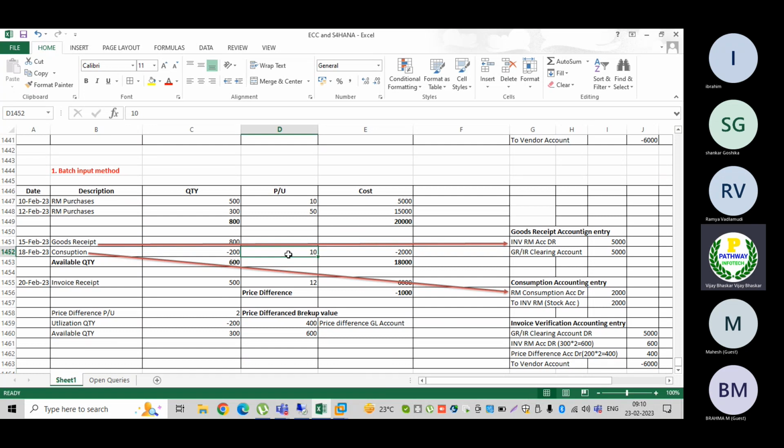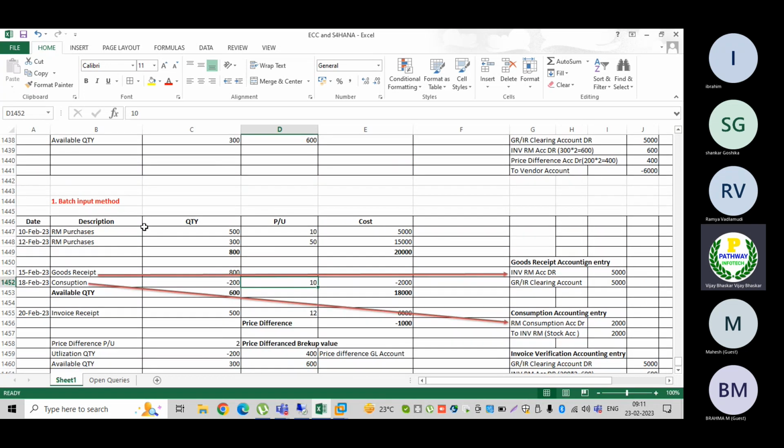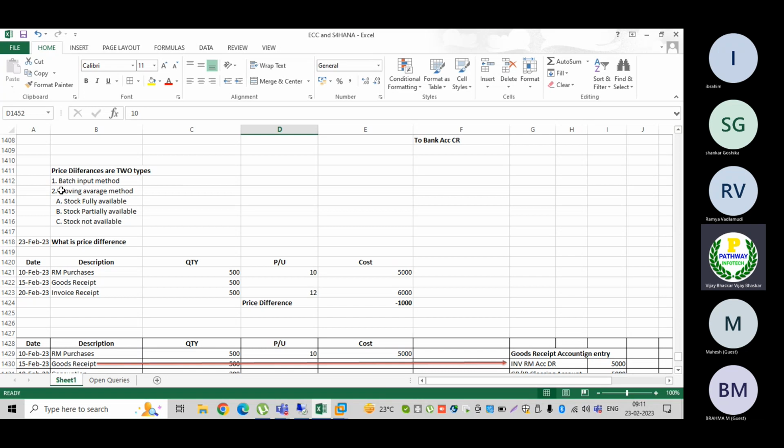But earlier, what we used to do here, instead of the consumption, in the consumption, what we used to do, what is the average price? That average price we need to make it as a consumption. But now here I am not going to consider that in the batch input method. Then let me go to the moving average method.